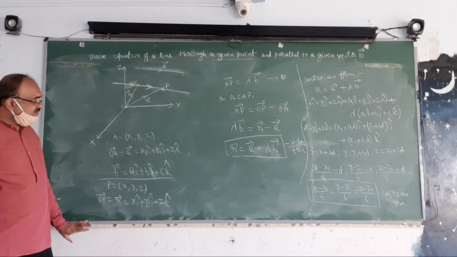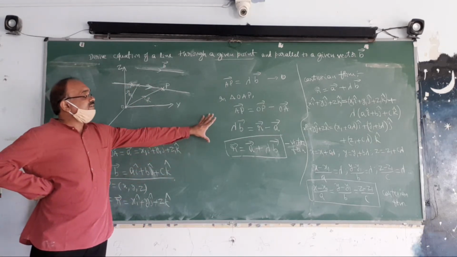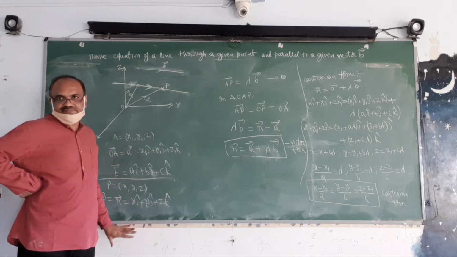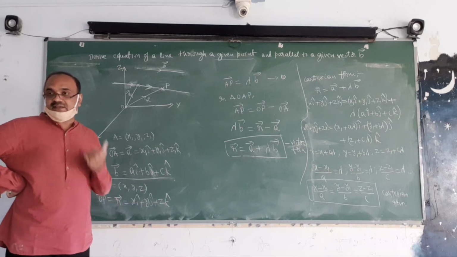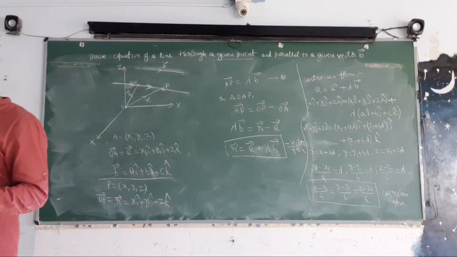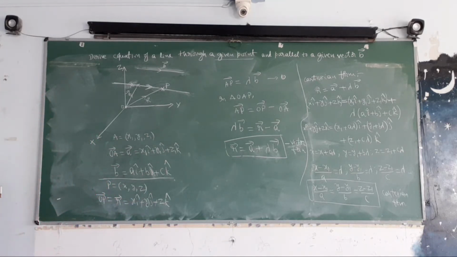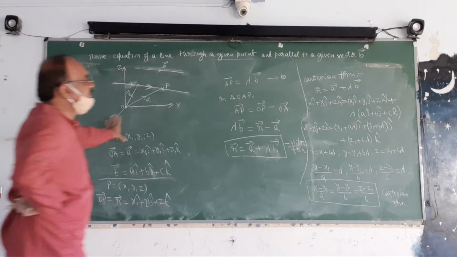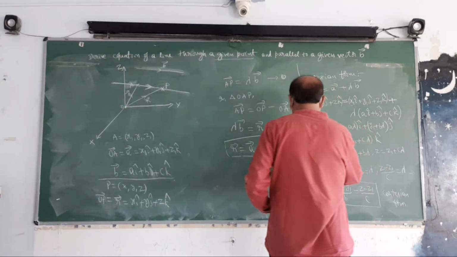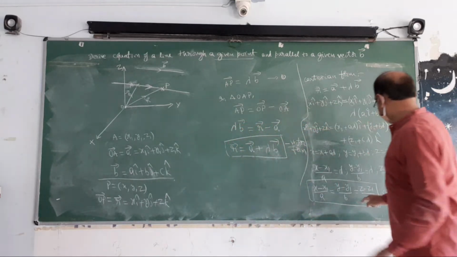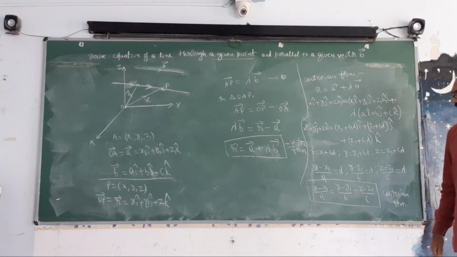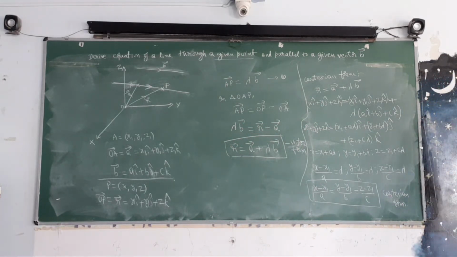Sometimes they ask only one form. If they ask just to derive the vector form, write up to here, it's enough. If they don't say anything, you write both. Sometimes they say just give the vector form of the equation. Then this half is enough. If they ask for the Cartesian form, we need to do this one. Is it clear? Any step you want me to repeat? All of you understood?